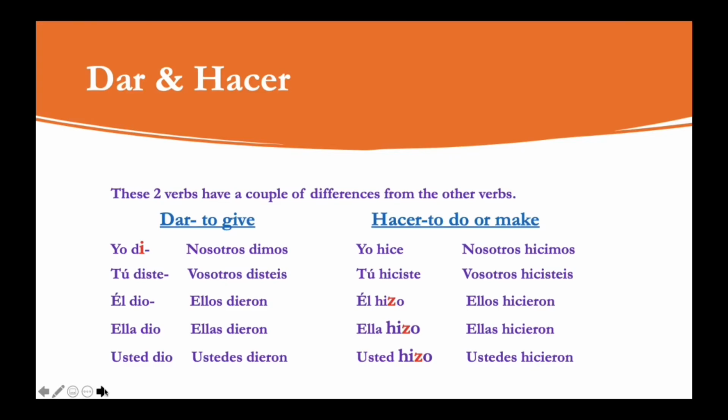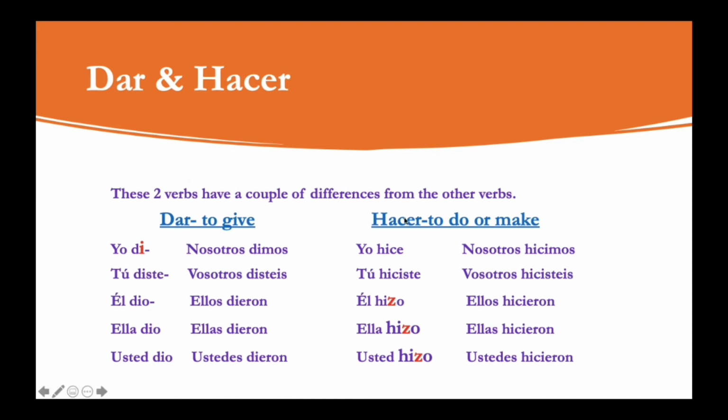And here we have the conjugations for dar and hacer, and you'll notice that the endings are the same, the only difference here is in the yo form, you don't have the letter E. Instead, you have I. Yo di is how you say I gave.